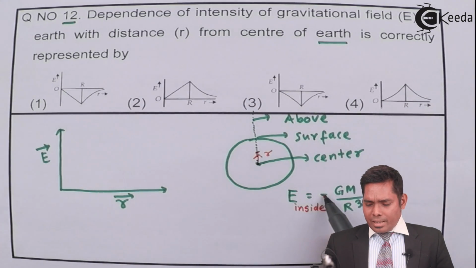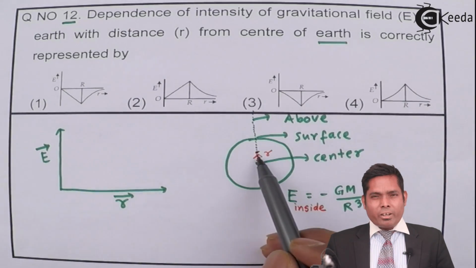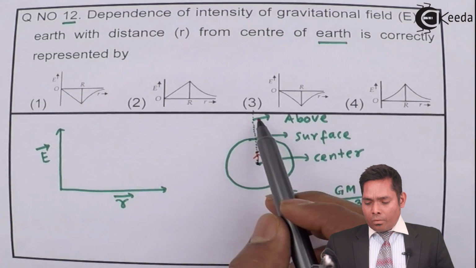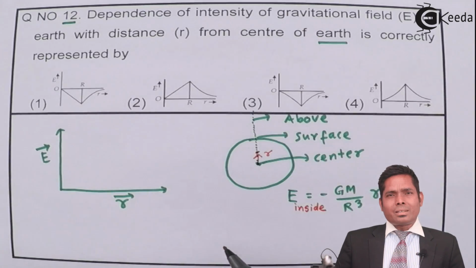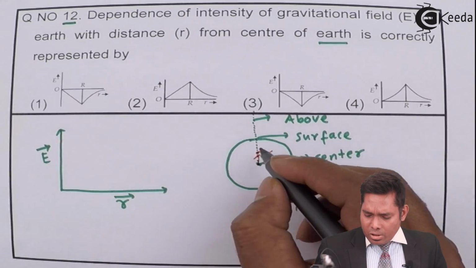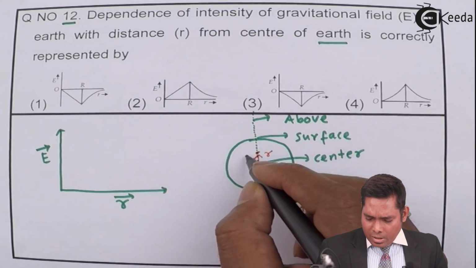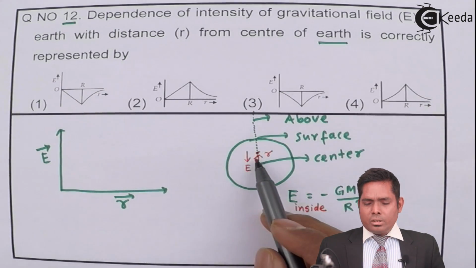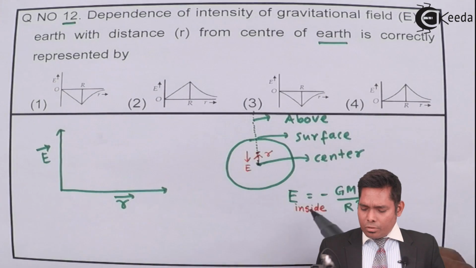And the minus sign indicates that if I call r a position vector, then E is always towards the center. This is also known as gravitational acceleration. The acceleration is towards the center. So the E vector is always towards the center, and these two vectors are oppositely directed. Therefore this minus sign.